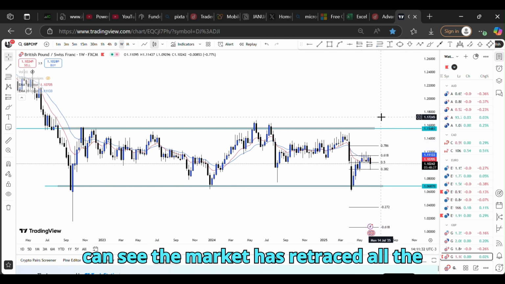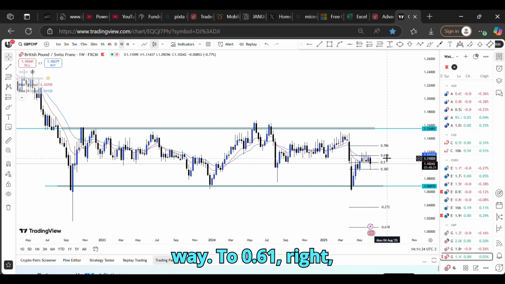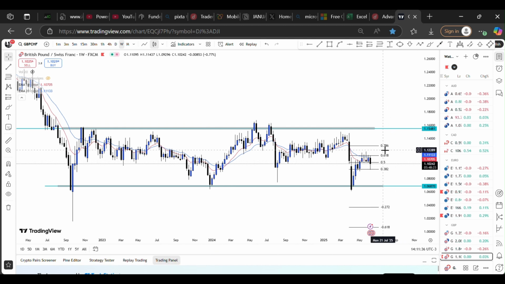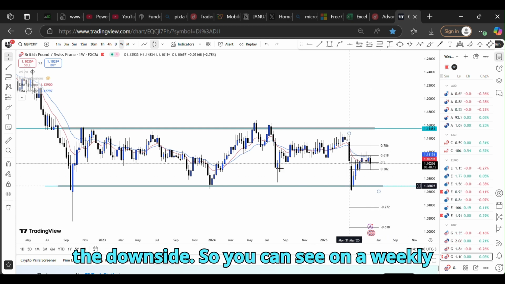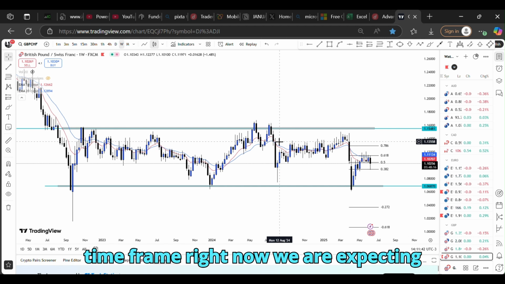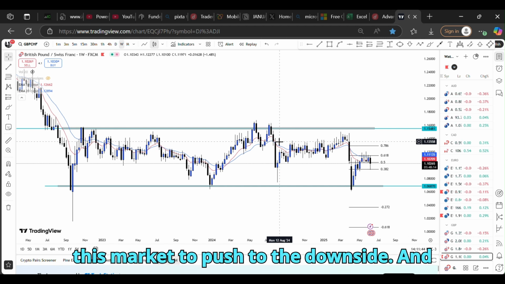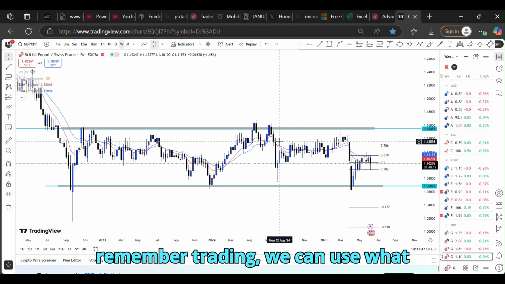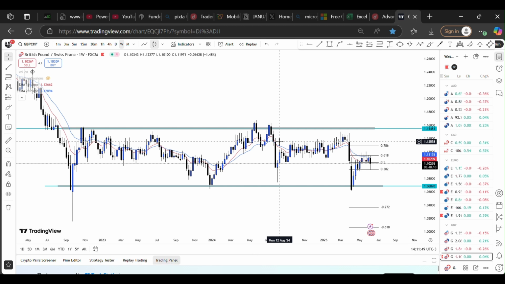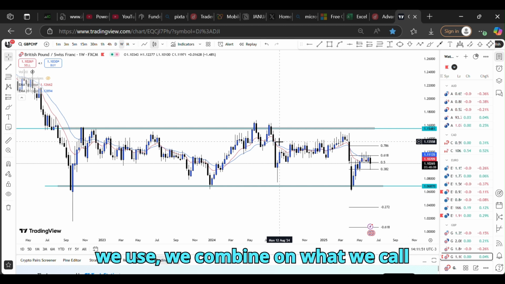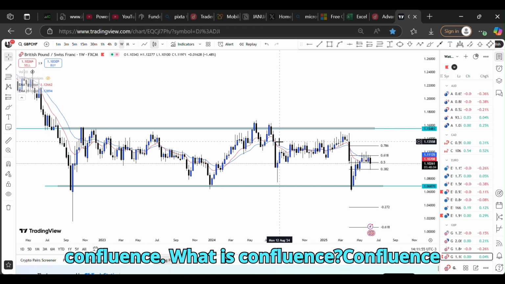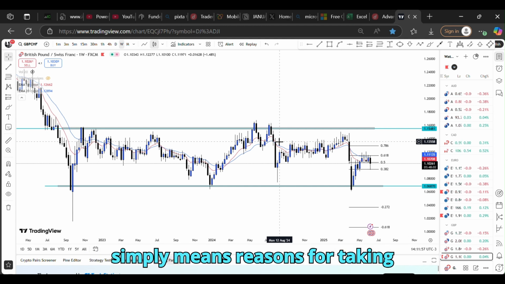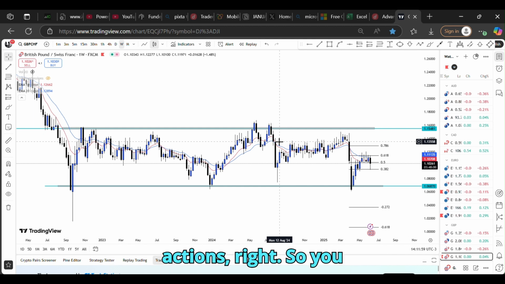We can see the market has retraced all the way to 0.61. The market is currently pushing to the downside. So you can see on the weekly time frame right now, we are expecting this market to push to the downside. And remember, in trading, we can't use one confluence, we combine what we call confluences. What is confluence? Confluence simply means reasons for taking action.